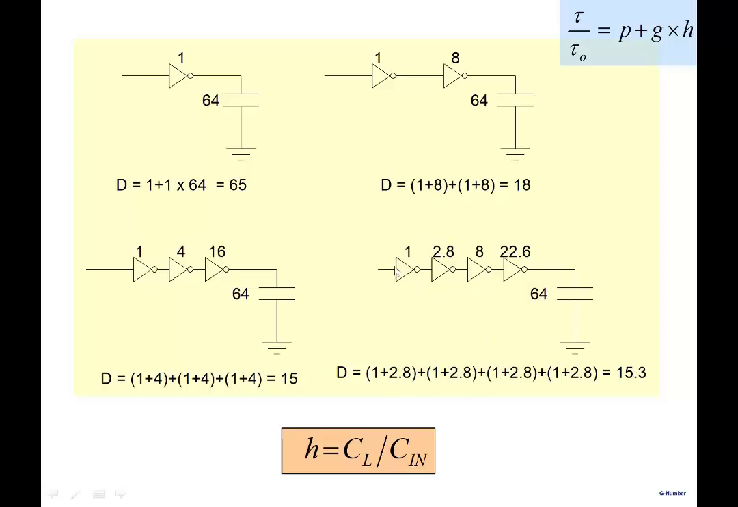So for any chain of inverters with some sizes, you should be able to use this particular expression and calculate what the overall delay is going to be. All that you have to do is P plus G into H. For an inverter, G is 1, P is 1, and electrical effort is nothing but the ratio of the load capacitance divided by the input capacitance.